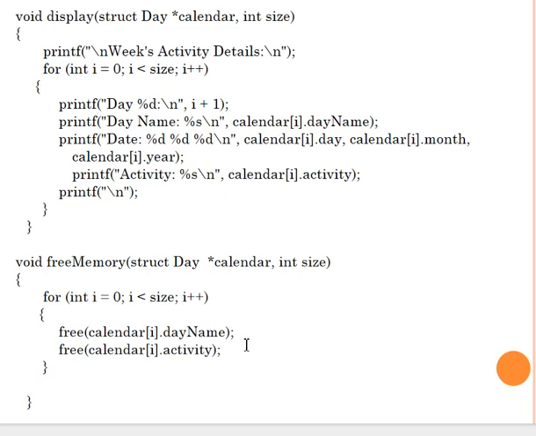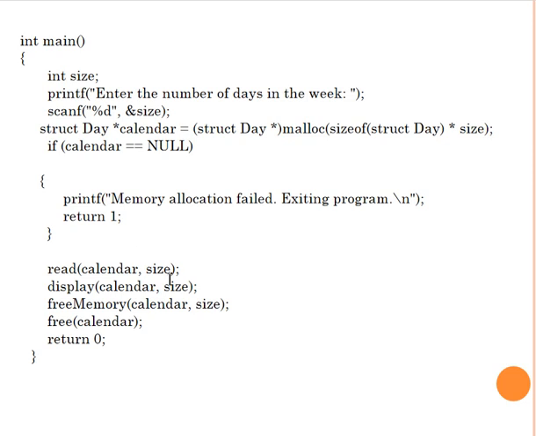So next is a free memory function. As we know, this frees the dynamically allocated memory for each day name and activity in the calendar array. So this free memory function, which will be used for the dynamically allocated memory, will be freed because it's dynamic, so that the next variable can make use of its memory. So next we come to the main part of the program.